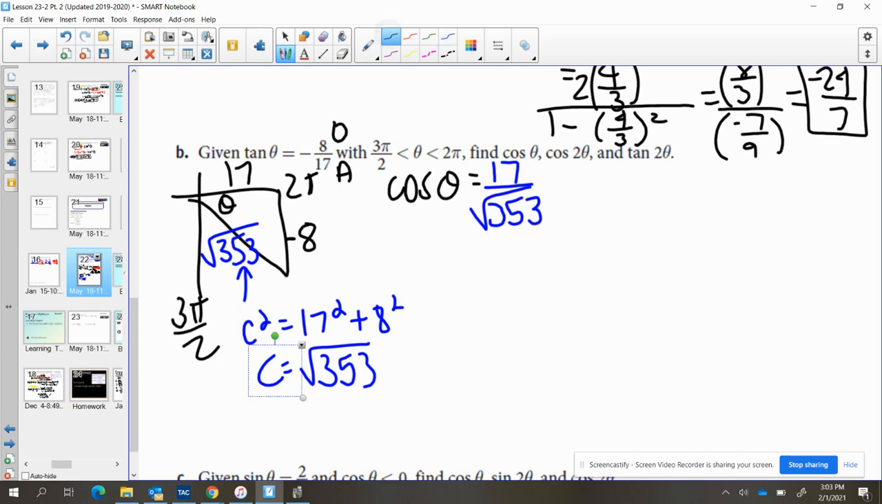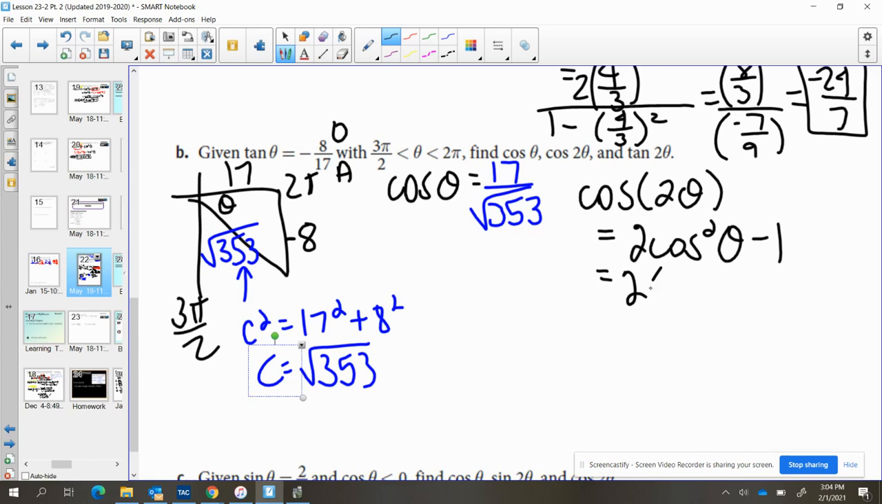Now, if we're looking for the cosine of 2 theta, you have some options with your formulas, right? This time I would recommend using 2 cosine squared theta minus 1. And the reason being, we have the cosine on this one, right? We have the cosine, we just found it. So instead of working to have to find the sine as well, since they didn't give that to us, if we use 2 cosine squared theta minus 1, we can get our answer a little bit quicker than having to also find the sine in this one.